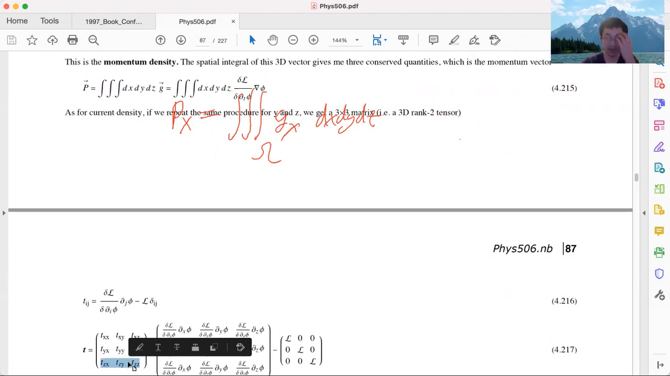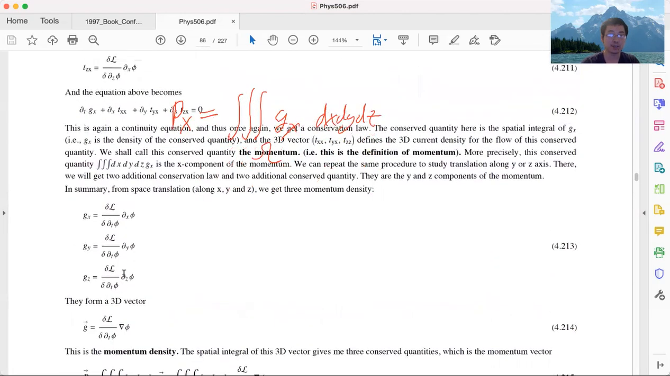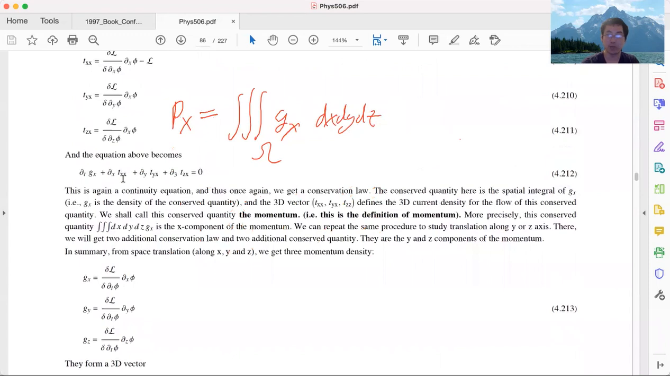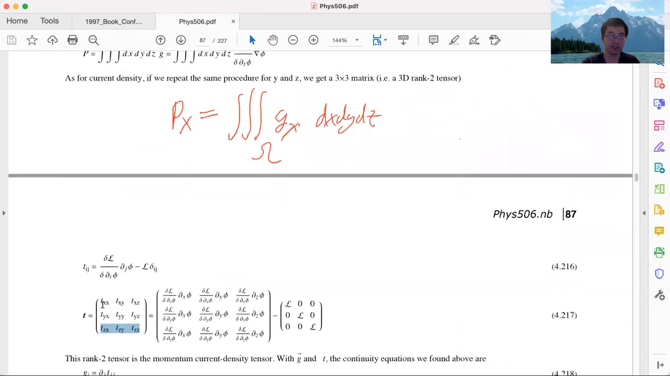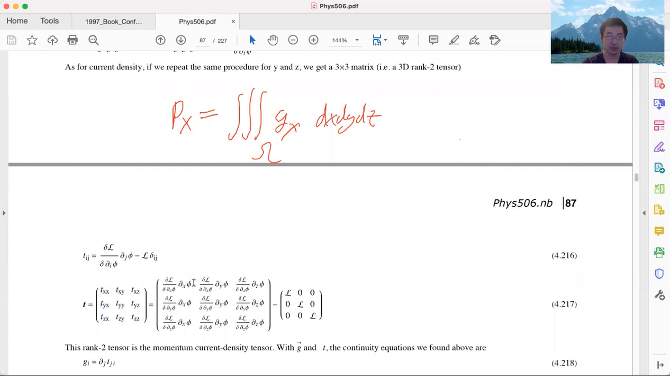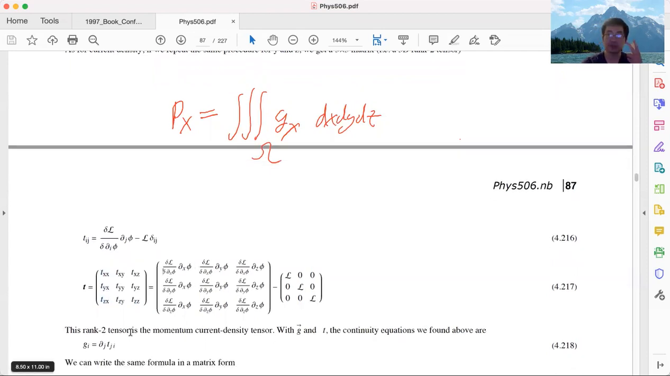a conserved three-current density. Okay, so for the x component, we get 3 T's. For the y and z components, we each get 3 T's. So we can combine these 9 T's together to form a 3x3 matrix. This matrix, if we write down the formula, looks like this. And this is actually a rank 2 tensor, a 3D space rank 2 tensor. This rank 2 tensor is what people usually call the momentum current density tensor.